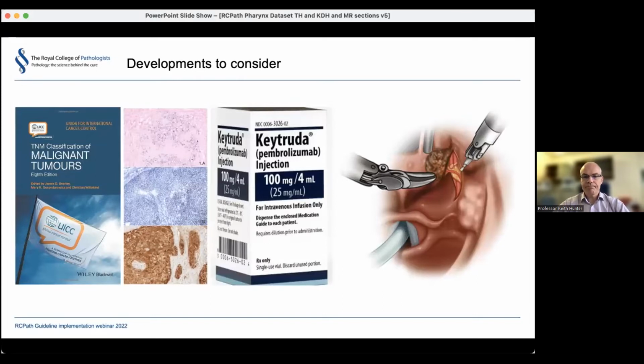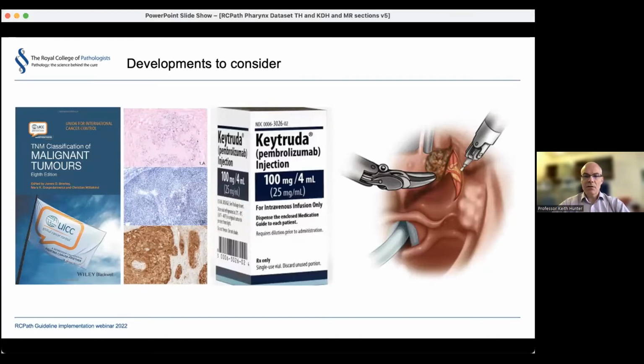So there were some developments to consider in the intervening time when we started to address the previous issue. That, of course, was we had the publication of TNM8 in the intervening time. The 2013 document was based upon TNM7. And I'm sure, as many of you are aware, the changes in TNM8 in relation to the head and neck group of tumours was really quite significant.